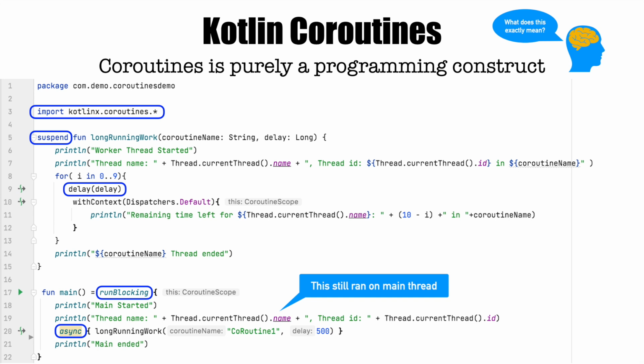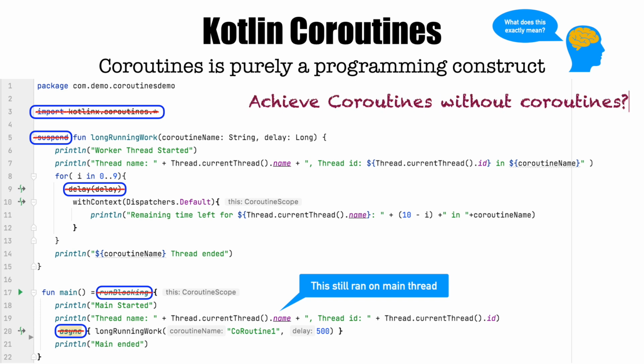Now, when I say that coroutine is purely a programming construct, does that mean I can still achieve this particular behavior even without coroutines? That is, even if I remove all these things, can I still achieve coroutine behavior without coroutine code? And if I am able to do that, that basically proves that coroutines are purely programming constructs. So let's try to understand this through a demo.